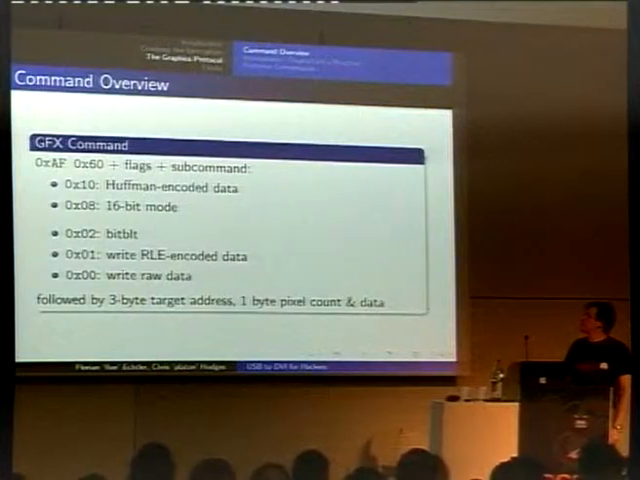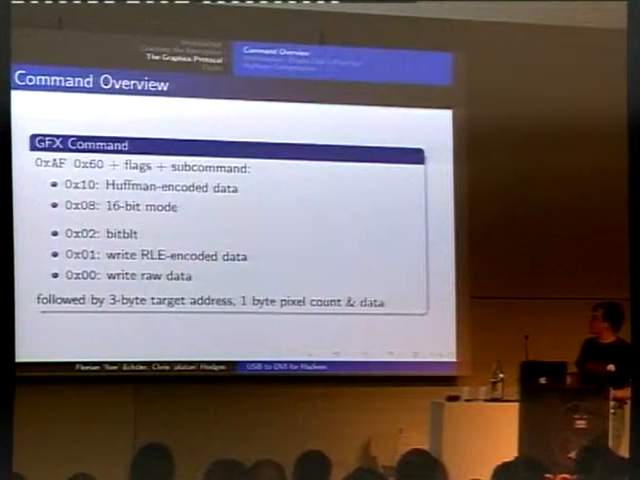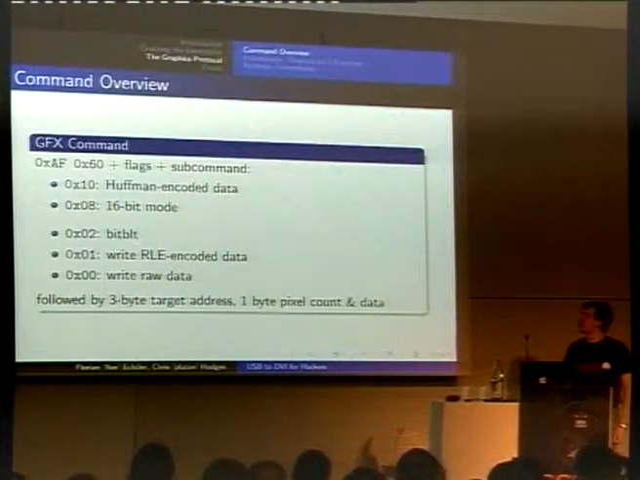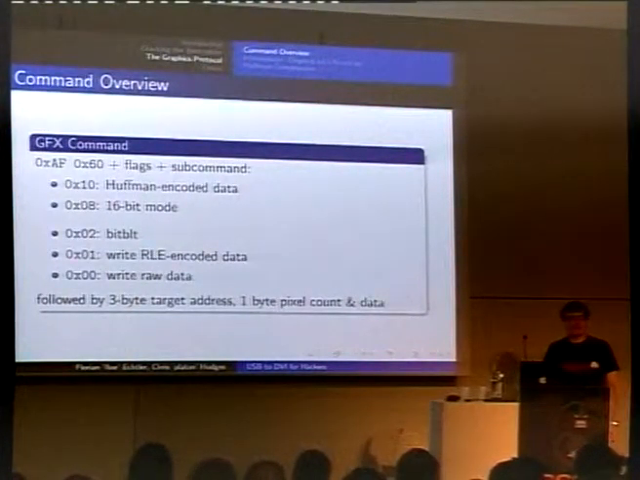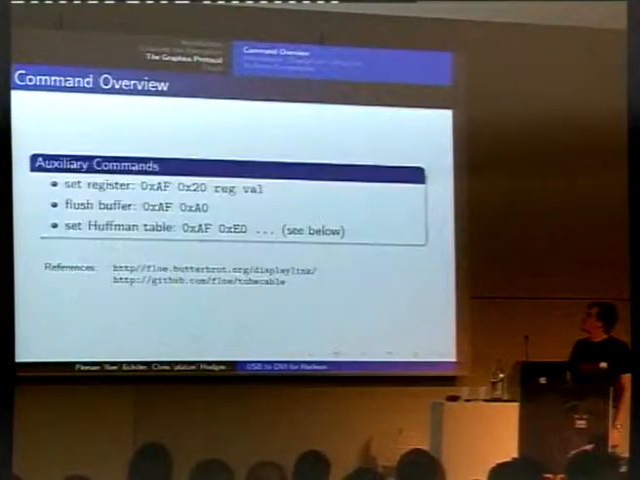And every one of these commands is followed by a 3-byte address and a 1-byte pixel count. This is in fact quite important. This is not the count of bytes which follow, but the count of pixels which are in the end written to the frame buffer. So for example, for the run length encoding, you get a much higher pixel count than what's actually following in terms of data. Okay, there are also some auxiliary commands.